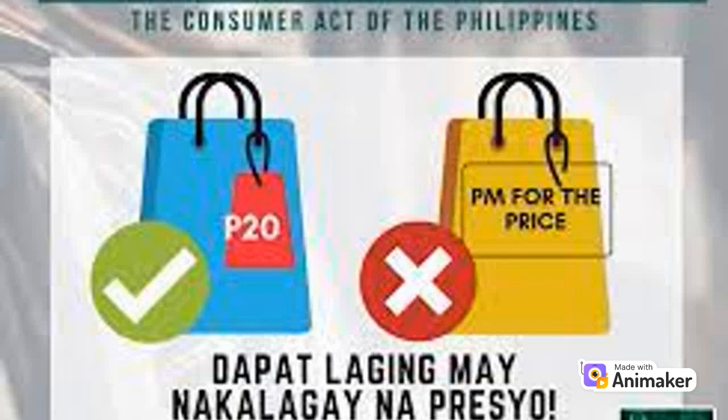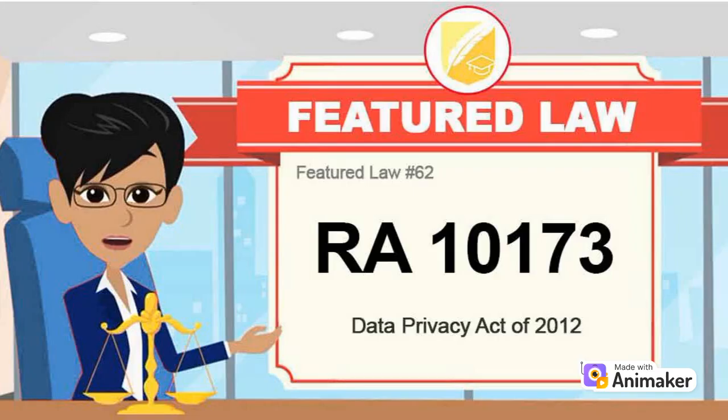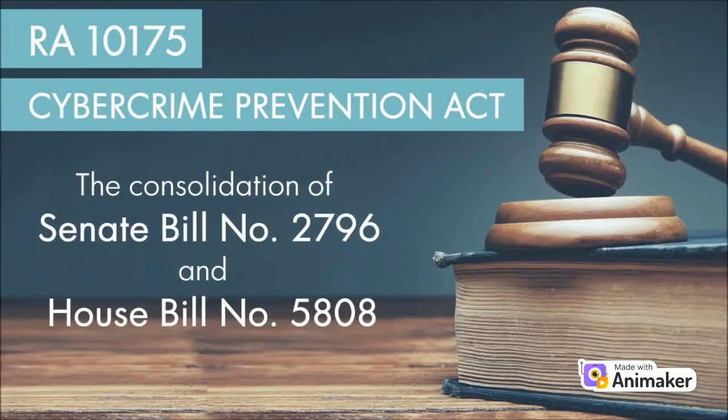Data Privacy Act of 2012, RA number 10173. It is the policy of the state to protect the fundamental human right of privacy. Cybercrime Prevention Act of 2012, RA number 10175, an act defining cybercrime, providing for the prevention, investigation, suppression and the imposition of penalties therefor and for other purposes. Be it enacted by the Senate and House of Representatives of the Philippines in Congress.